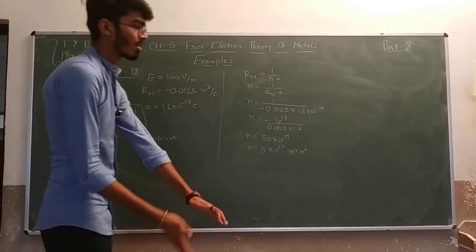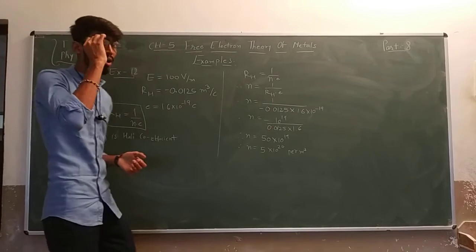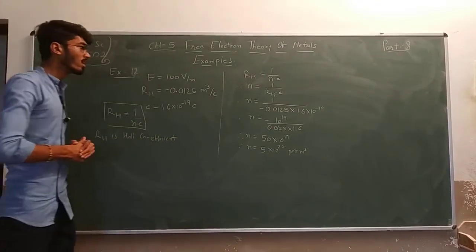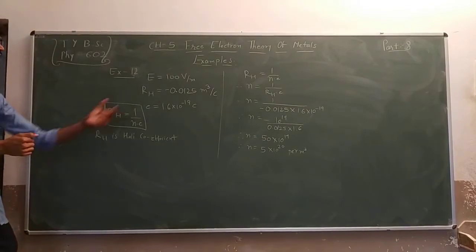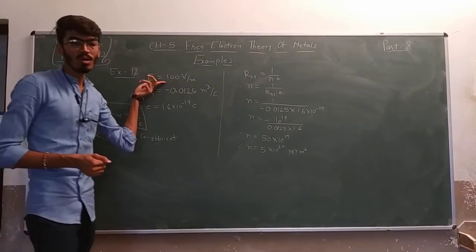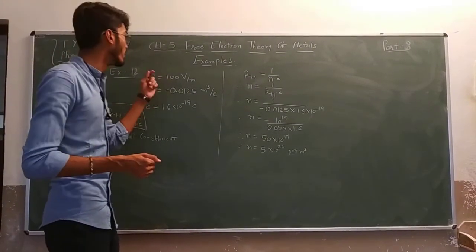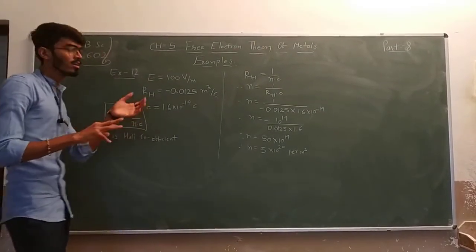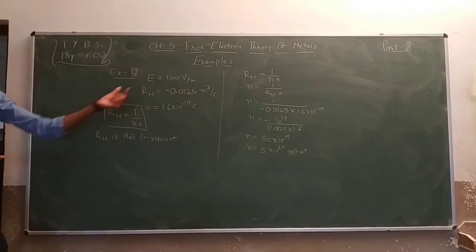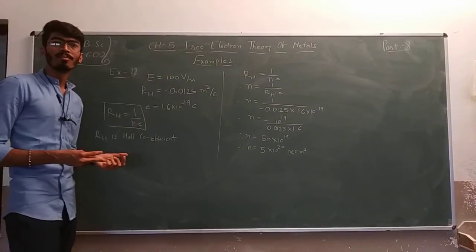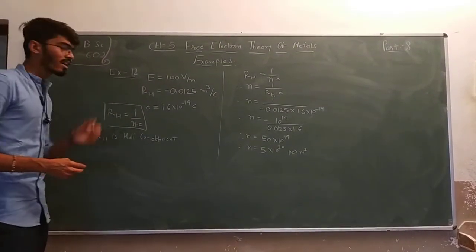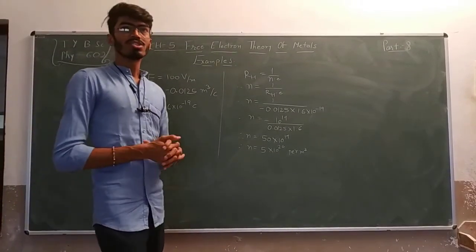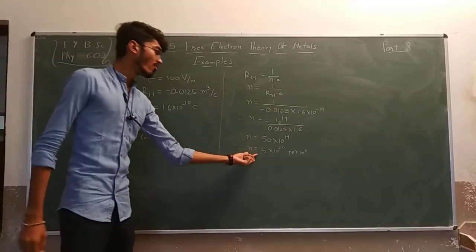So now we have calculated the carrier concentration in the sample. The electric field E, 100 volt per meter, is given only for the sample. It is not used in this example. So in example number 12, we calculated the carrier concentration of the sample, the number n.